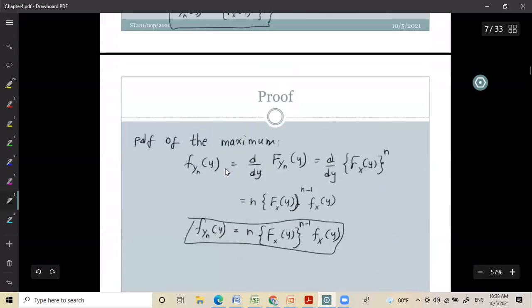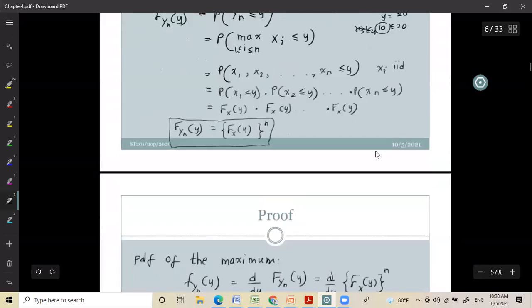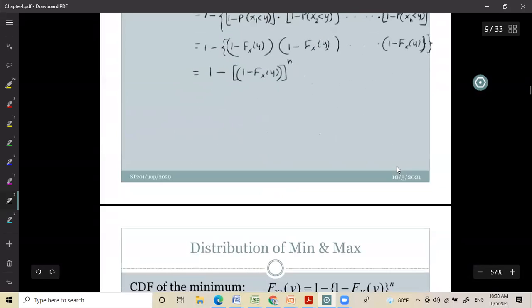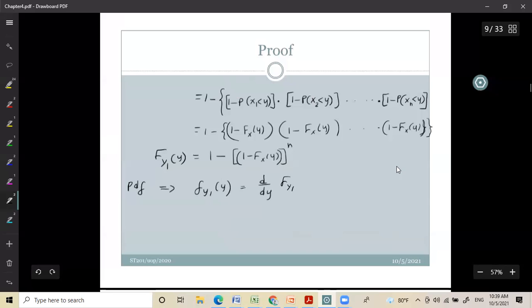And you can see that this is the CDF of the minimum. So here you have the CDF of the minimum. And then to find the PDF, what do you do? You take the first derivative with respect to y. Can you find it?